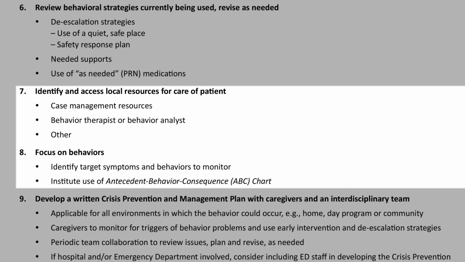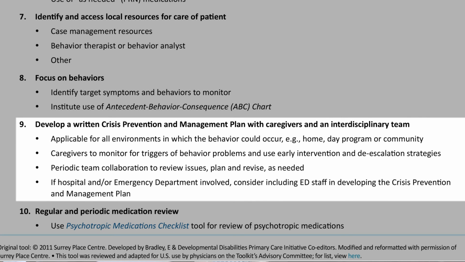Looking at resources that are available and a focus on target behaviors. Other presentations in this series will expand on a number of those. And then a written crisis prevention and management plan. And we're fortunate in Tennessee in the last few years that we've developed cross-system crisis plans. So that involves the mental health system and mobile crisis and a whole variety of partners who need to come together with the most complex people.